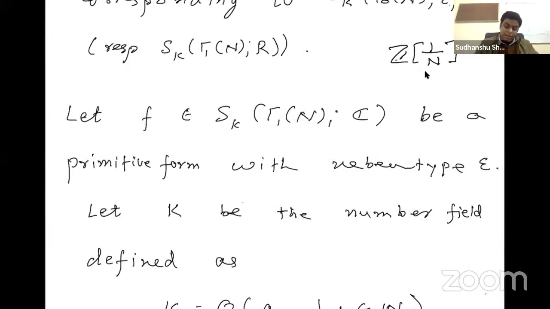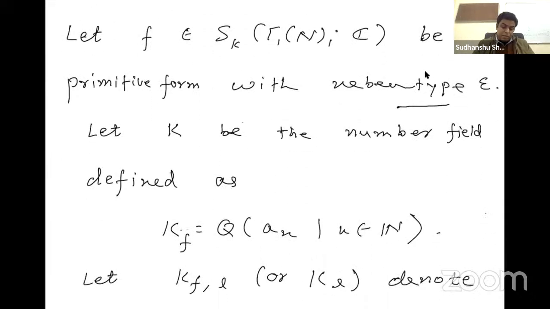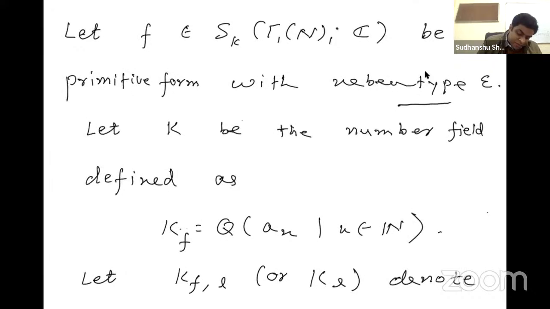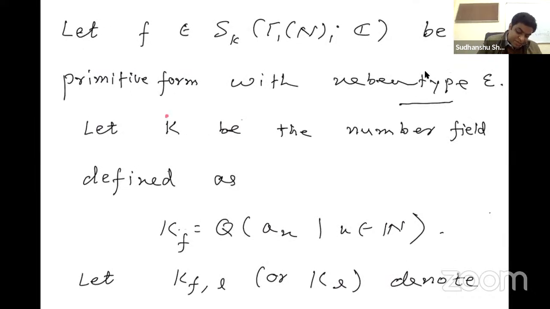So let f be a primitive form with Nebentypus ε. So these are primitive forms, which are eigenforms for all Hecke operators T_n, and also not coming from some smaller level. They are called primitive forms. And let capital K be, I'm sorry for this notation of capital K when the weight is also denoted by k. I hope that doesn't create confusion. I think it will be clear from the context.